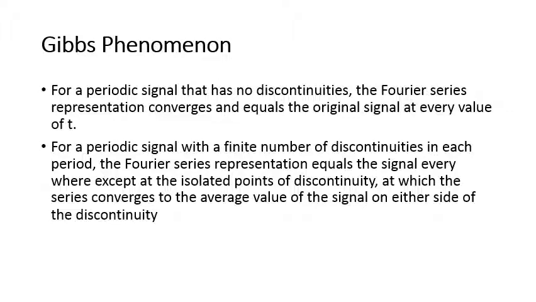So the next topic is about the Gibbs phenomenon. For a periodic signal that has no discontinuities, the Fourier series representation converges and is equal to the original signal at every value of t. However, for a periodic signal with a finite number of discontinuities in each period, the Fourier series representation equals the signal everywhere except at the discontinuity. And at that point, it converges to the average value on both sides of the discontinuity.